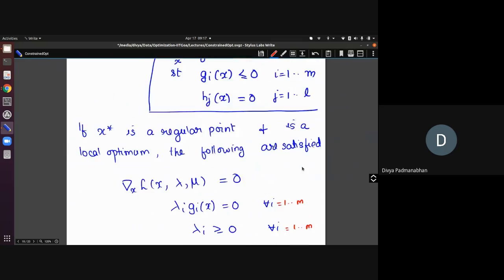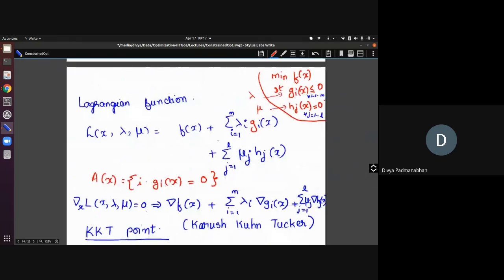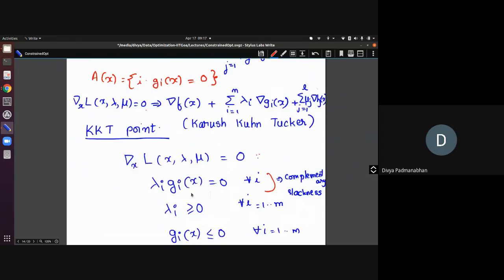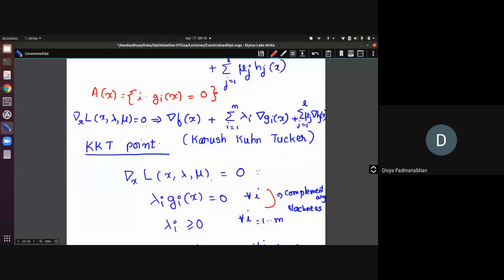Okay, and similarly in the definition of the Lagrangian, the summation is over all i's. It's not only the active constraints. But because of this complementary slackness condition, when you evaluate this later on, it turns out that you will only have the active constraints in the summation. For the inactive constraints, you will get lambda as 0 because of the complementary slackness.